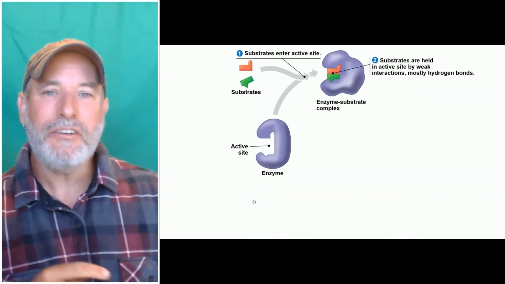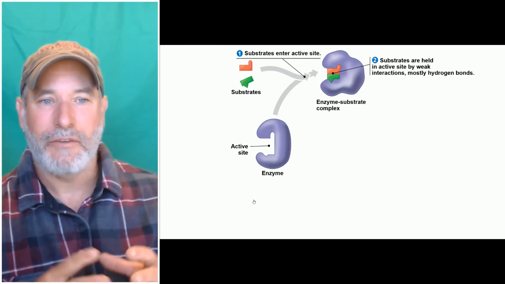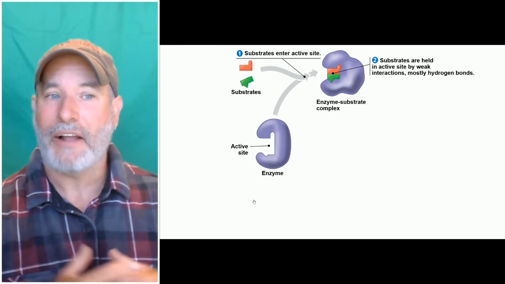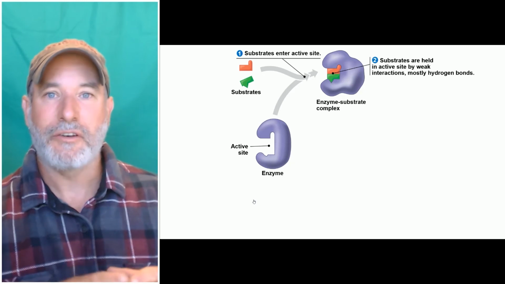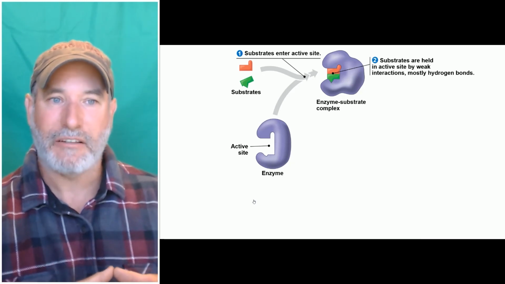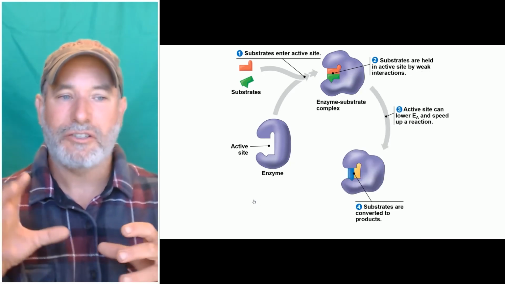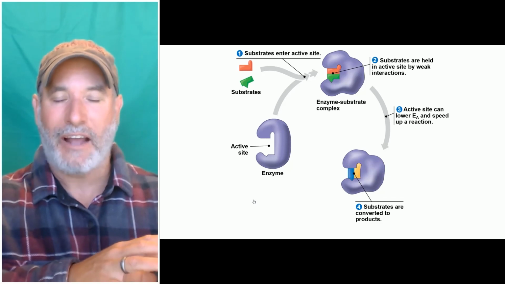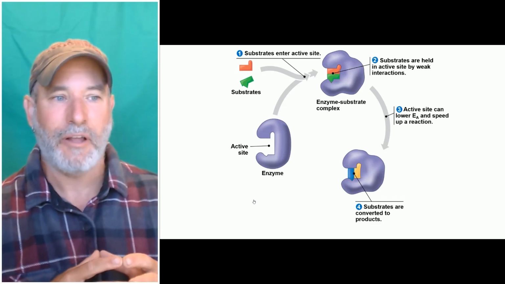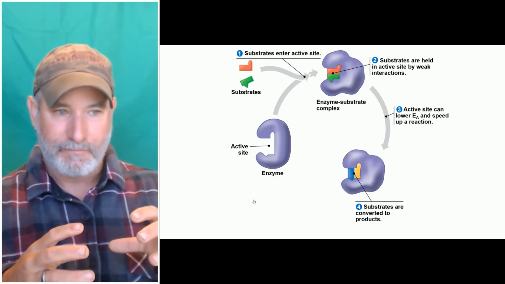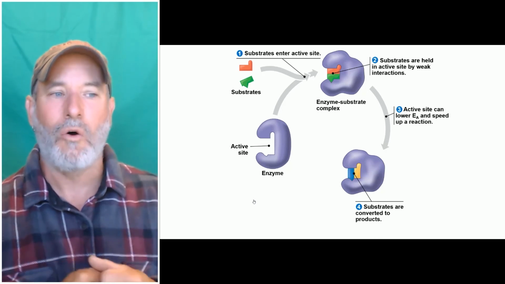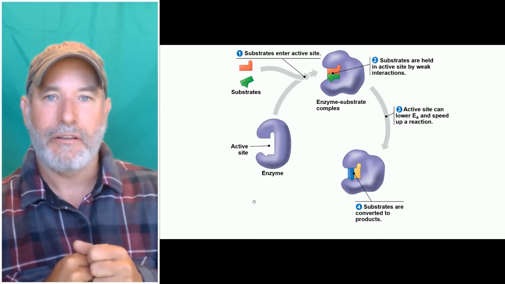Okay, so here's an example of how you've got your substrates. These are the reactants. And what they're going to do is bind specifically to an active site. Once your substrate binds to the active site, you have an enzyme-substrate complex. Then what's going to happen is the active site is going to lower the activation energy.